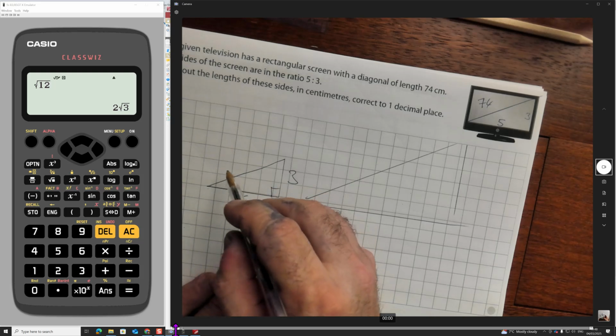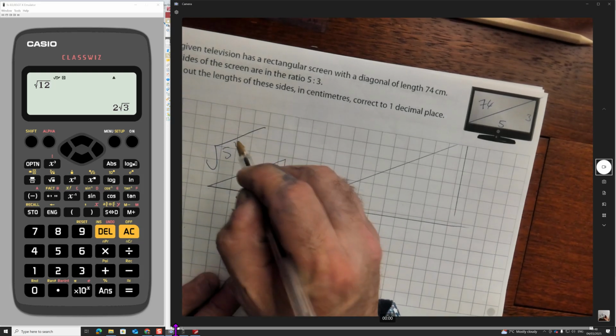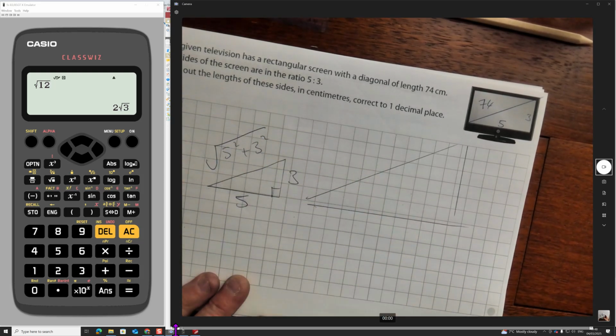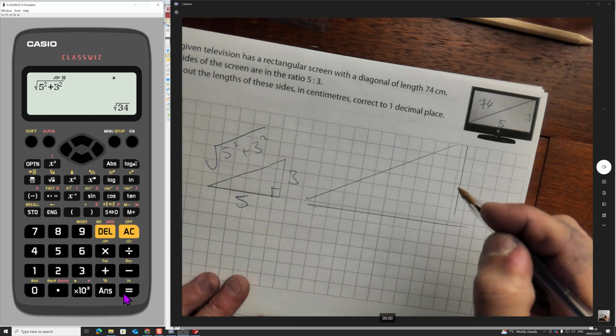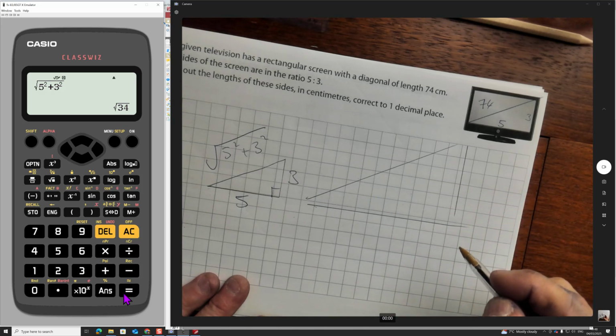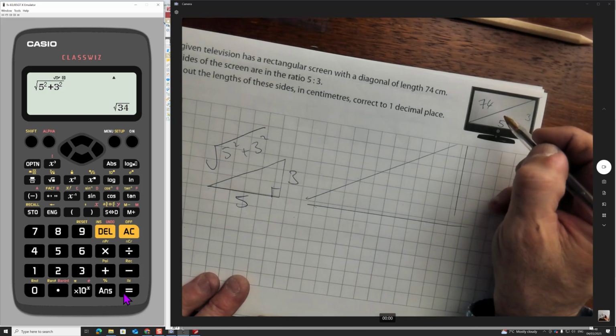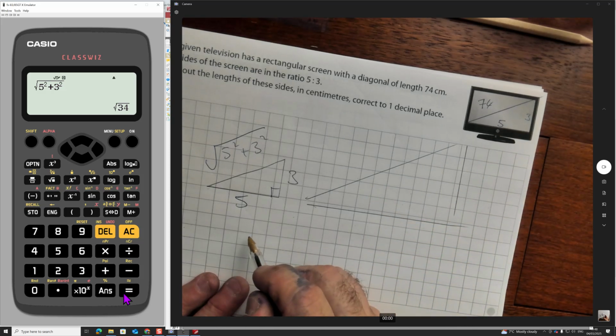We have, we'll go to the calculator, but we'll just write it here, 5 squared plus 3 squared. Okay, so go to calculator and we're going clear, root. Have a look at that. Of course, it's root 34, I think, and that's the baby here.